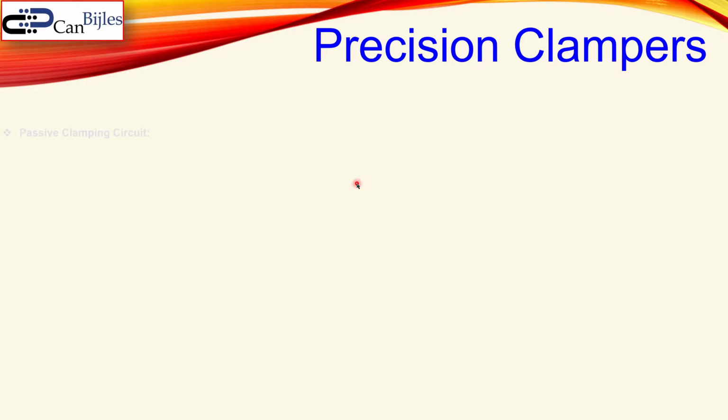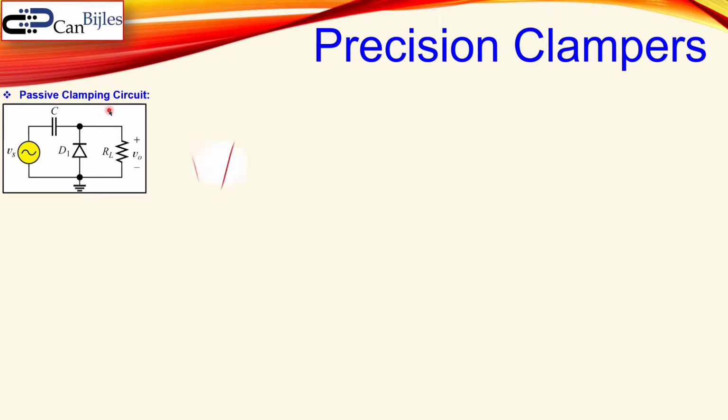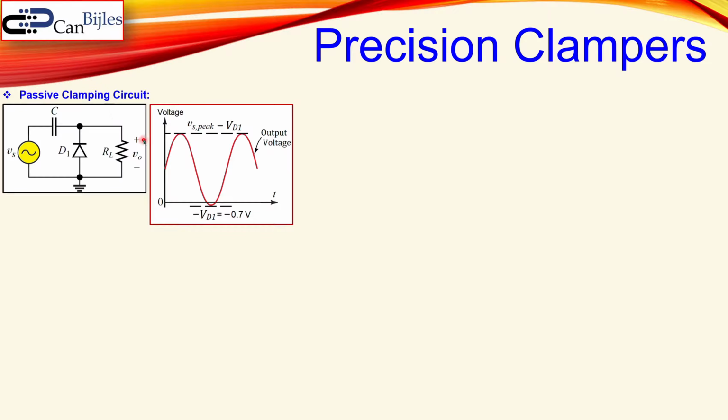Now we look at the precision clamper. Again, you're looking at the passive clamper circuit. We saw the problem of shifting down by a small value, and if this is flipped, you have a shifting up by a small value. So you have some error you don't want to have. So how can we tackle this?